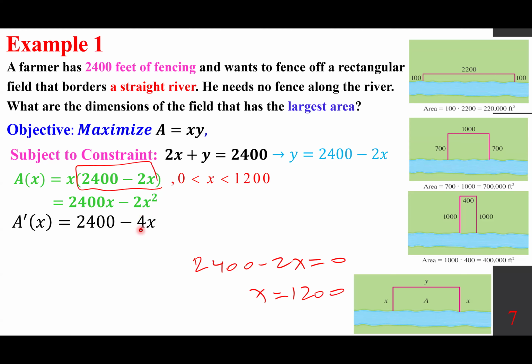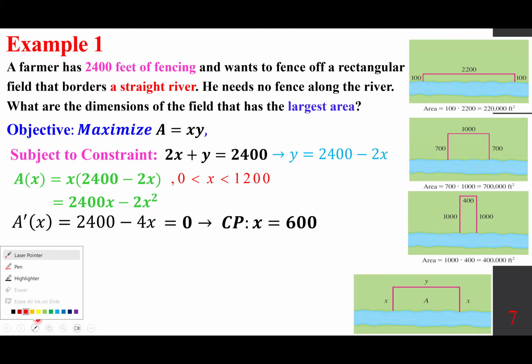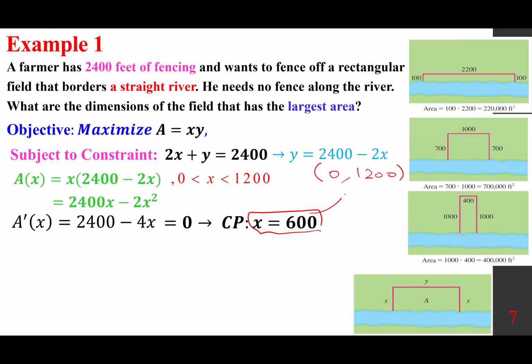When I set it equal to 0, I get 600. So here's what happens. Let me erase my work. We have an open interval of 0 to 1200 with one critical point, and that is telling us that local becomes absolute. Whether it's local max or local min, we don't know, but we know it's absolute because it's only one critical point. So how do we do that?